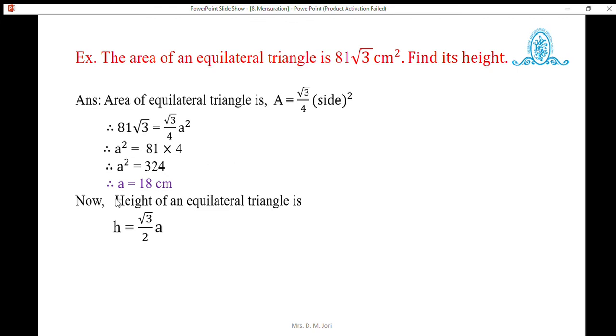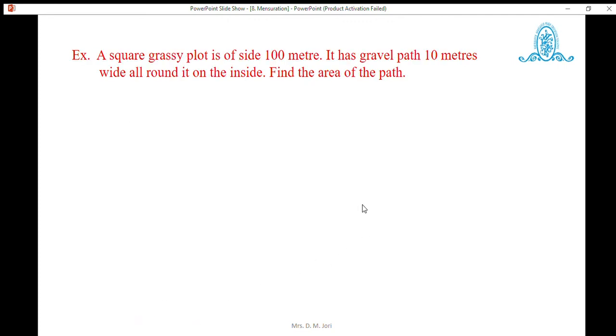After that, you can calculate its height by using the formula. The height is equal to root 3 by 2 into a. A is the side. So what is its height then? Root 3 by 2 into 18, that is 9 root 3 centimeters.